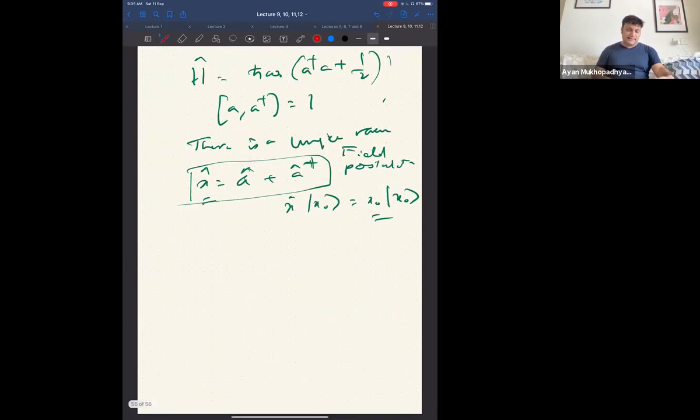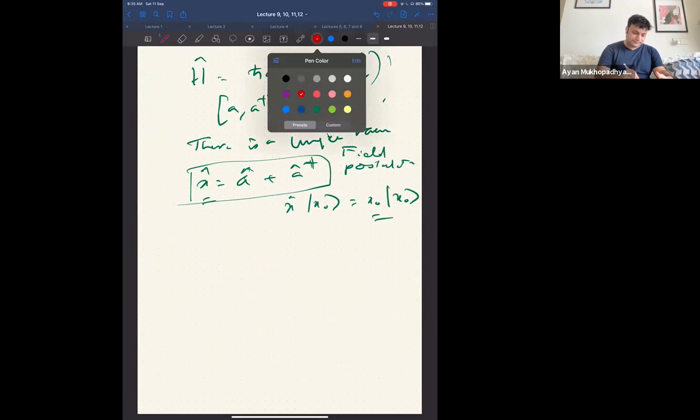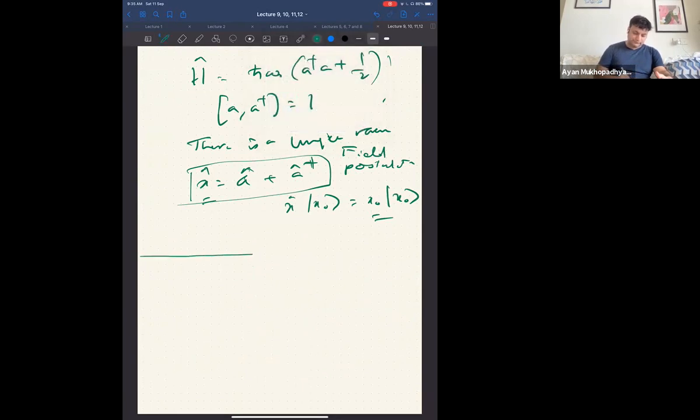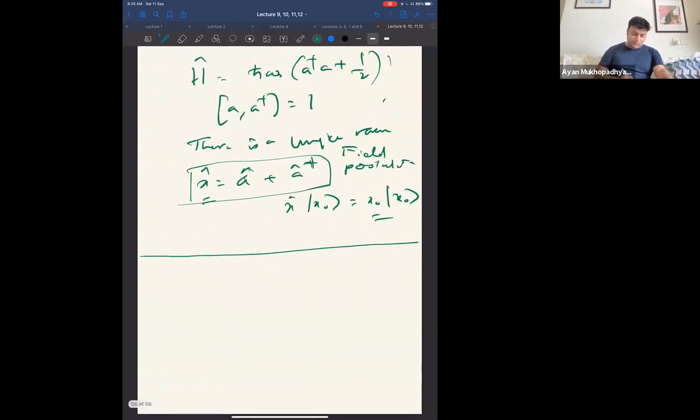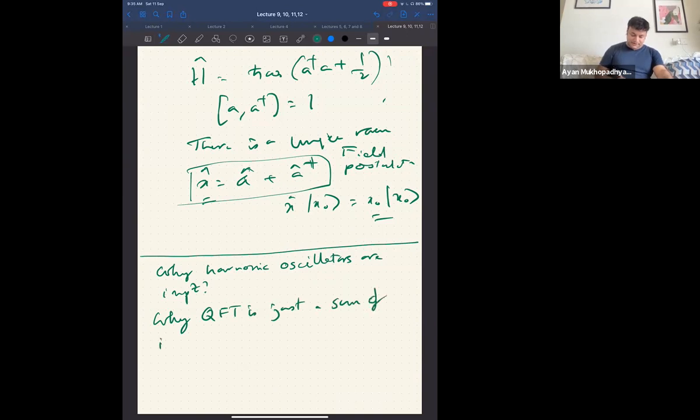So now let's see something important. Why are harmonic oscillators important? Or why is QFT just a sum of interacting harmonic oscillators?